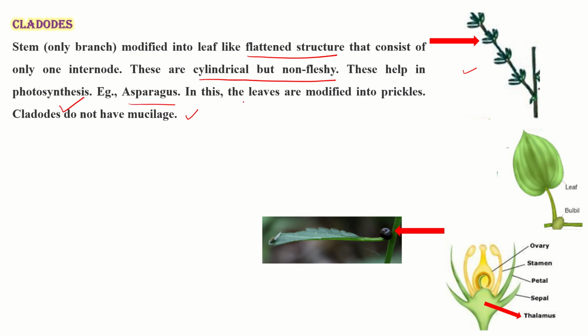This is found in asparagus. In this, the leaves are modified into prickles. This line is very important. Cladodes do not have mucilage.